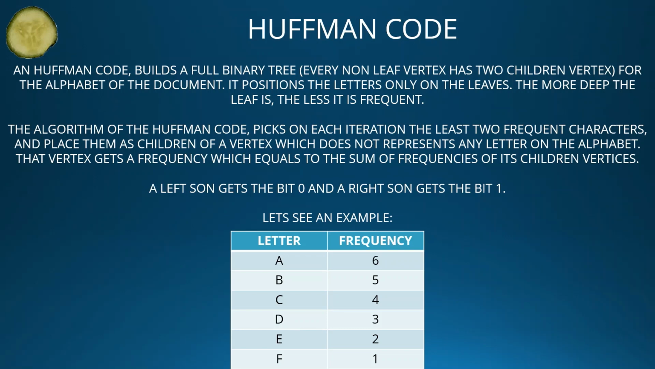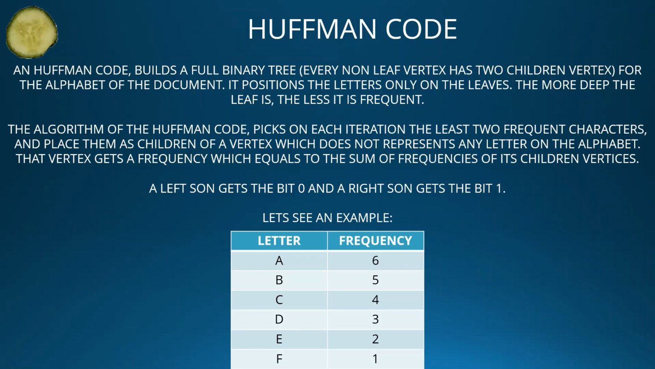Every non-leaf vertex has 2 child vertices. It positions the letters of the alphabet of the document only on the leaves. The deeper the leaf is, the less frequent the letter. On each iteration, the algorithm picks the 2 least frequent characters and places them as children of a vertex which does not represent any letter of the alphabet. That vertex gets a frequency equal to the sum of the frequencies of its children. A left son gets the bit 0 and a right son gets the bit 1.